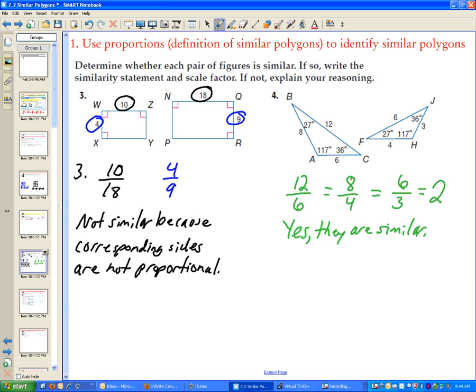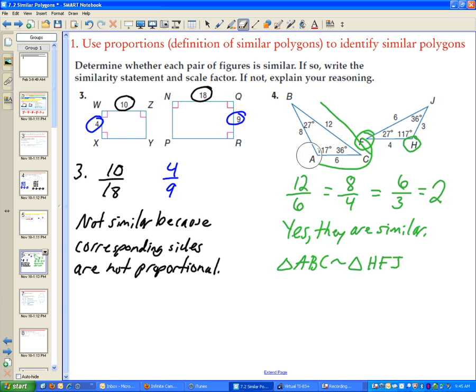All right, good. We only have to explain our reasoning if the answer is no. All right, then we have to write a similarity statement. So, this one over here, let's just name it something. It would make sense to name it ABC, wouldn't it? Triangle ABC is similar to triangle. Yeah, and then we just match them up. A corresponds to H. And then B was what I wrote next. It's 27, so it corresponds to F. J must be last.